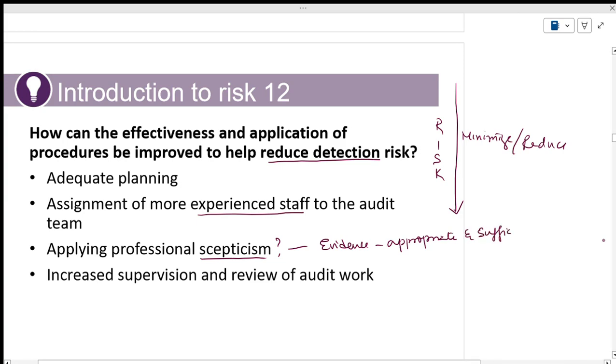This is what it says. Apply professional skepticism, judgment, a questioning mind. Then only will we have detection. We should know where things can go wrong. And more importantly, increase supervision and review.